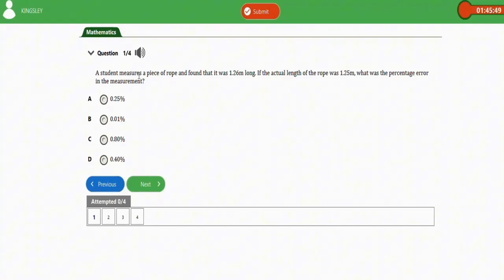It says a student measures a piece of rope and found that it was 1.26 meter long. If the actual length of the rope was 1.25 meter, what was the percentage error in the measurement? So guys, to solve problems under percentage error, this is the formula you should be working with. We have it to be error over actual times 100 over 1.